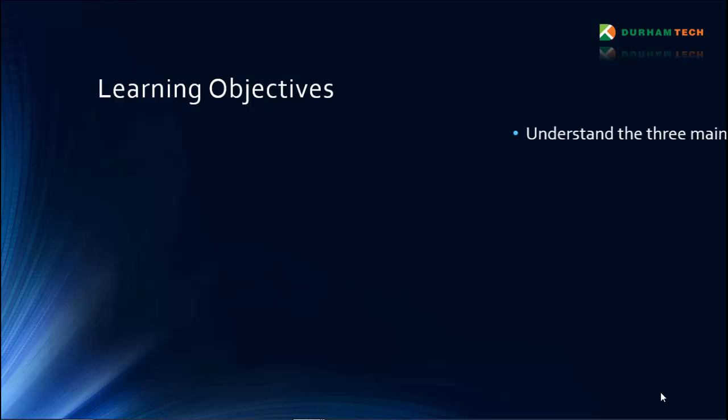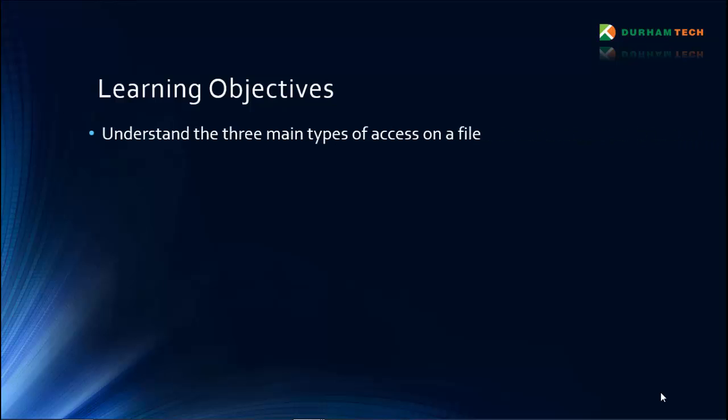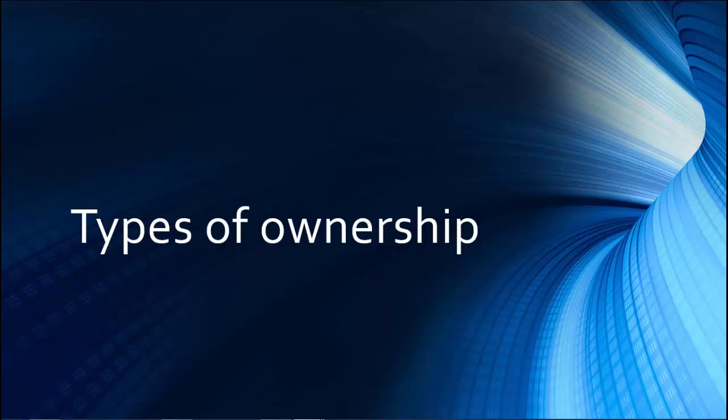After completing this video, you should understand the three main types of access on a file and the three different levels of permission in a file. Every file in the Linux system is assigned three types of owner. The first one is user. A user is the owner of the file, and by default is the person who created the file.